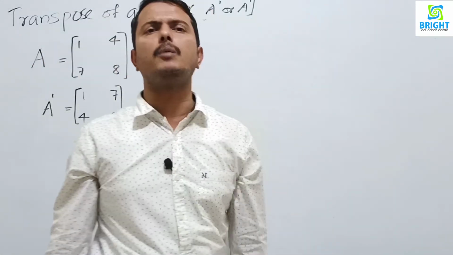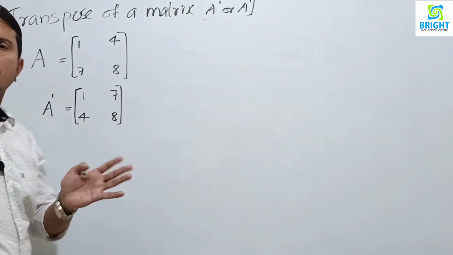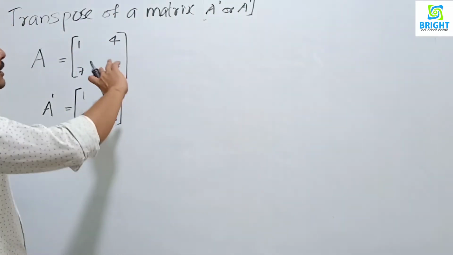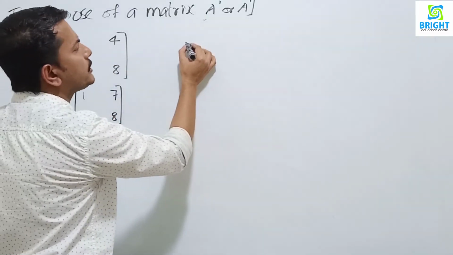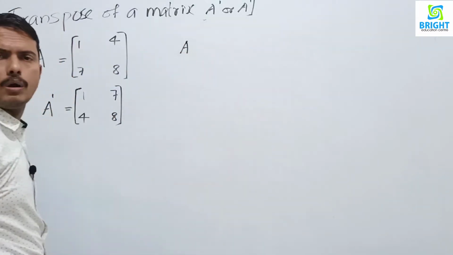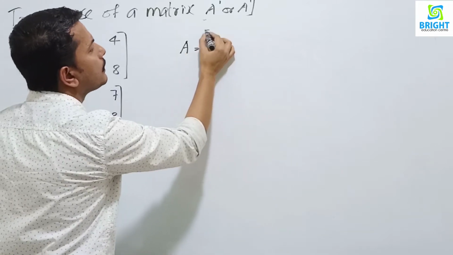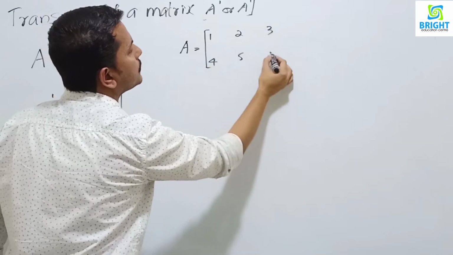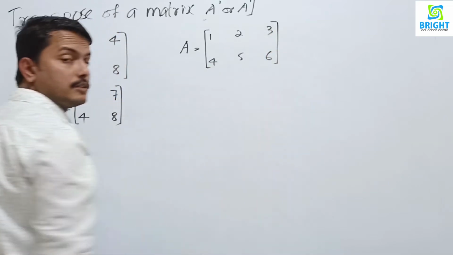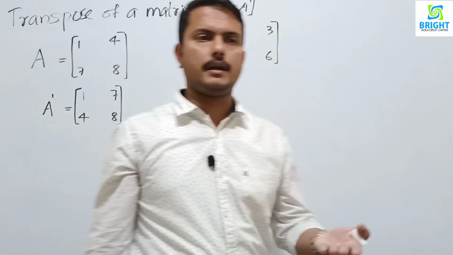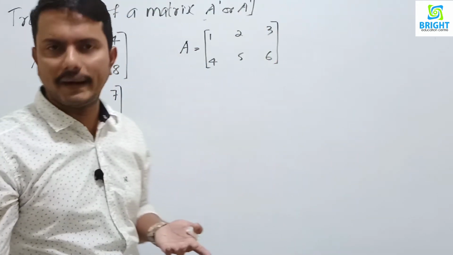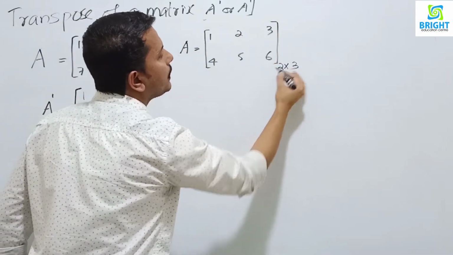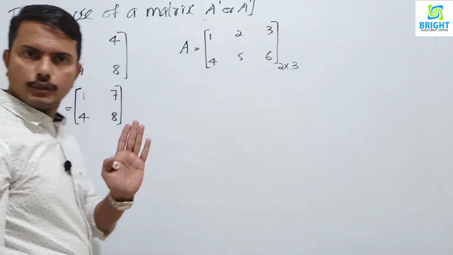This is a square matrix, so you may not understand exactly what is happening. Let's go with a rectangular matrix. Consider A equal to 1, 2, 3, 4, 5, 6. What is the order of the matrix that we discussed in the last class? It is 2 by 3. That means 2 rows are there and 3 columns are there. So the order is 2 by 3.